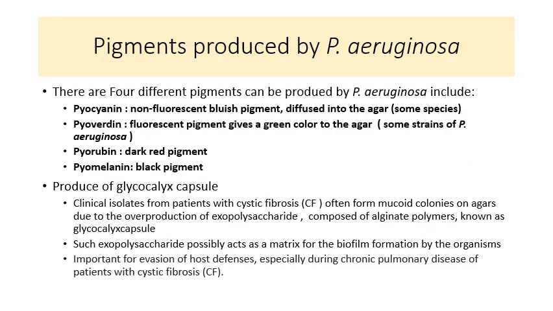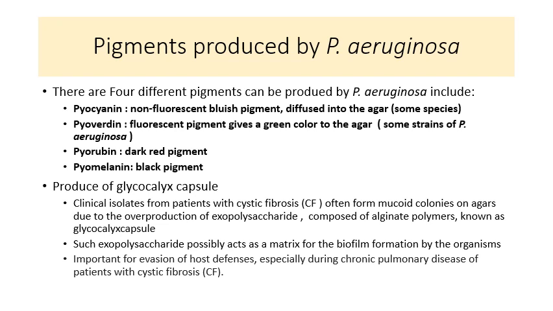Pseudomonas aeruginosa also produces different kinds of pigment when growing on the agar media. These pigments can be utilized as characteristic or identification features for these organisms. The four pigments involve pyocyanin, which is a non-fluorescent bluish pigment diffused into the agar. This pigment is produced by Pseudomonas aeruginosa and other species of Pseudomonas. And pyoverdin, which is a fluorescent pigment, gives a green color to the agar.